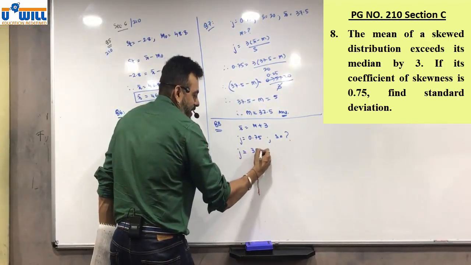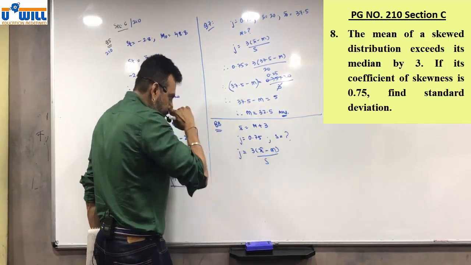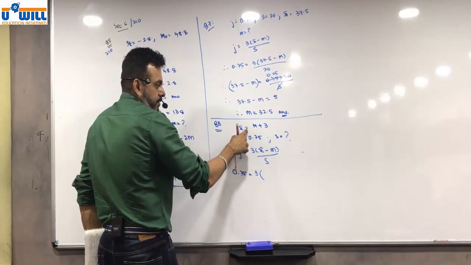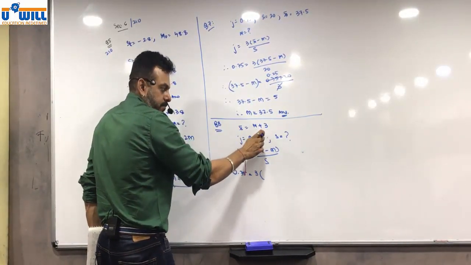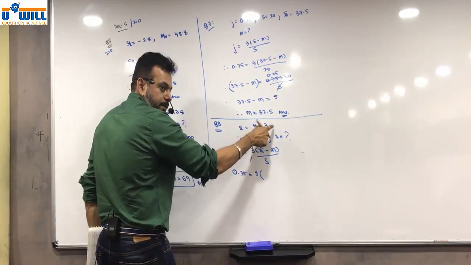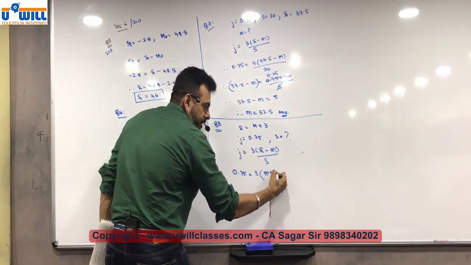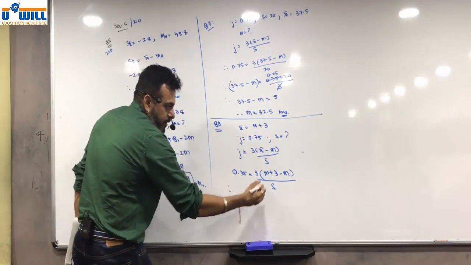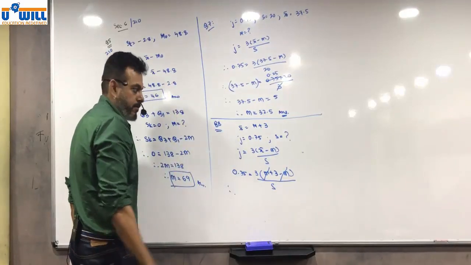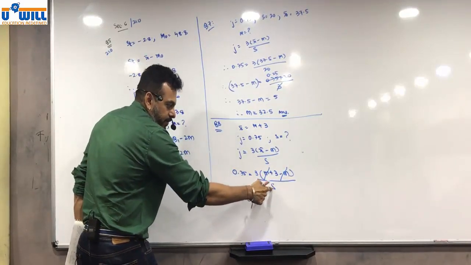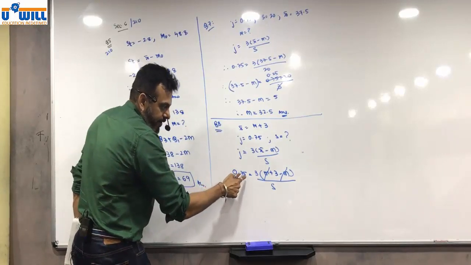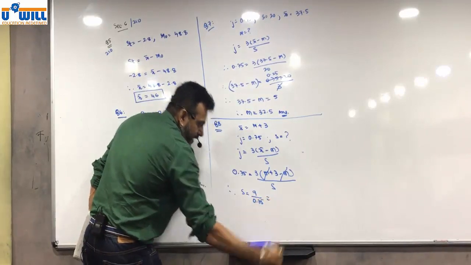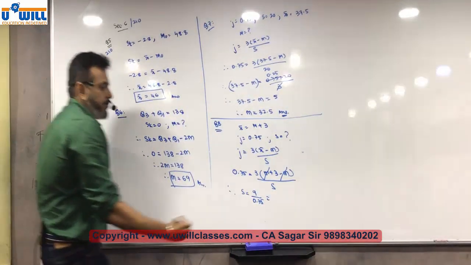J is equal to 3 into x bar minus m upon s. 0.75 is equal to 3. What is x bar? M plus 3. X bar is equal to m plus 3. So m plus 3 minus m upon standard deviation. Therefore, this m cancels, 3 threes are 9. So this standard deviation will come here and 0.75 will go there. So standard deviation is 9 upon 0.75, which is equal to 12.